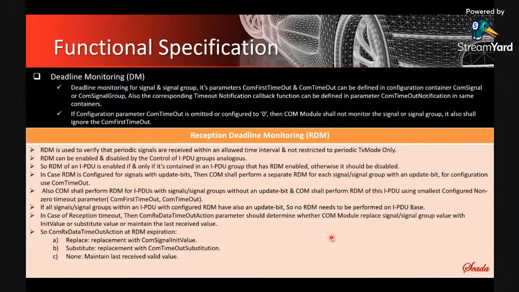Let's assume it was the first time and there is no last valid data received. What's going to happen in this case? It will keep the COM signal init value, which is initialized in the init phase of our ECU by the COM init. Great. So these are the three actions that happen here.